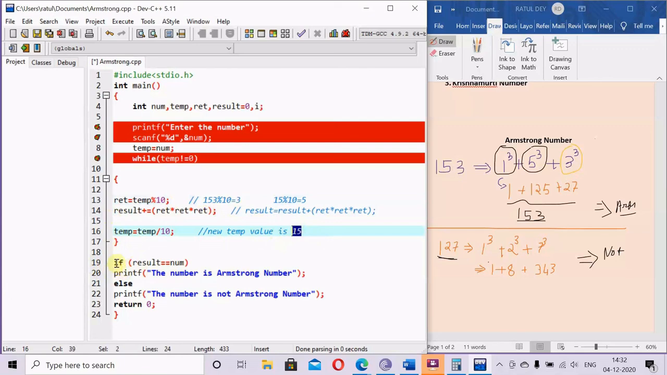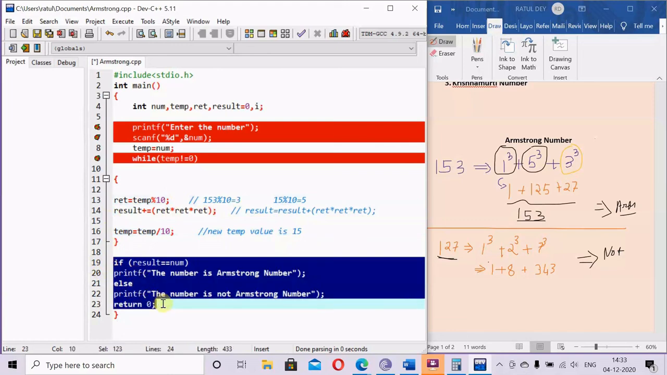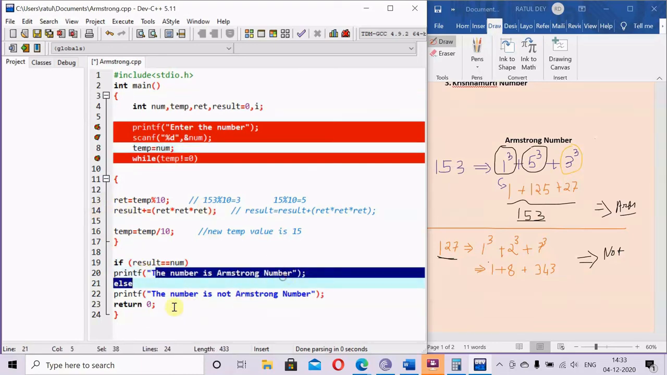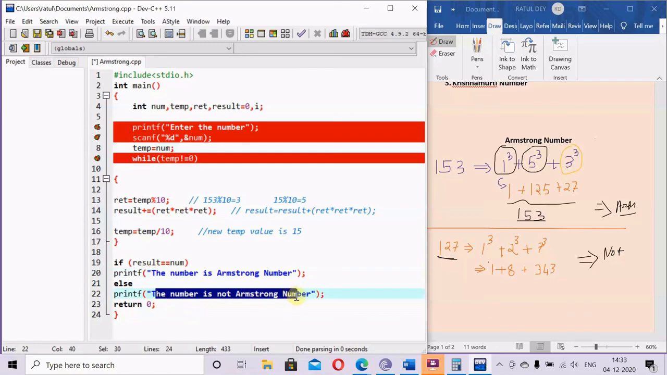And in the last step, we have to check whether this number equals the previous one or not. Whatever result is coming, is it the same as the user-given number or not? So we have to check for this one. Double equals is for checking, single equals is for assignment. So if this is equal, this is an Armstrong number. If this is not equal, we can say this is not an Armstrong number.